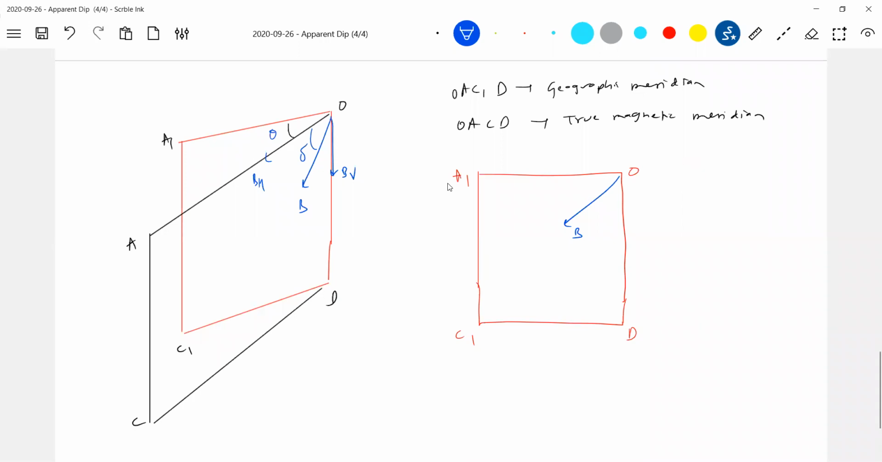So the dip circle lies in the geographic meridian. I'll measure the dip. Let me call it delta 1. Then this will be BH dash, this will be BV dash, and this is equal to BV. So tan delta 1 is equal to BV dash by BH dash.